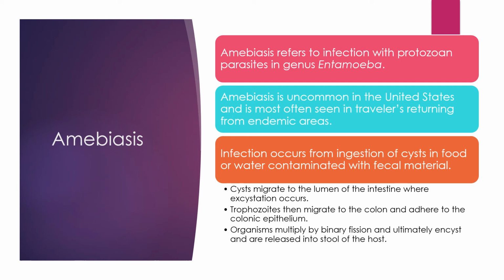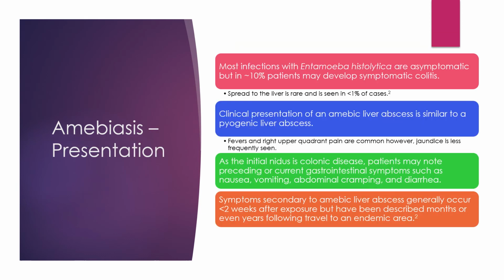Trophozoites migrate to the colon and adhere to the colonic epithelium, and then the organism multiplies by binary fission, ultimately encysts, and is released in the stool. Most infections are asymptomatic, but up to 10% of patients can develop symptomatic colitis. Spread to the liver is rare and occurs in less than 1% of cases. The presentation of a liver abscess from an amoeba is similar to a pyogenic liver abscess.